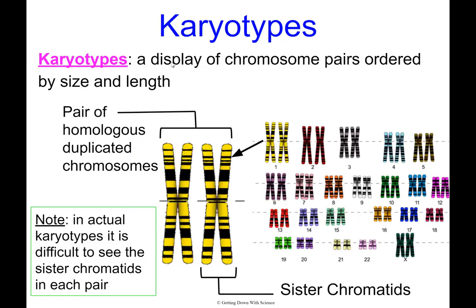So a karyotype is simply a display of the chromosome pairs ordered by their size and length. So remember, we have our pair of homologous duplicated chromosomes. We've got 2 copies, one from mom, one from dad. In an actual karyotype, sometimes it's really hard to see the sister chromatids in each pair, so you might not really clearly be able to tell that we have 2 exact copies. But here we work with the illustrated ones.